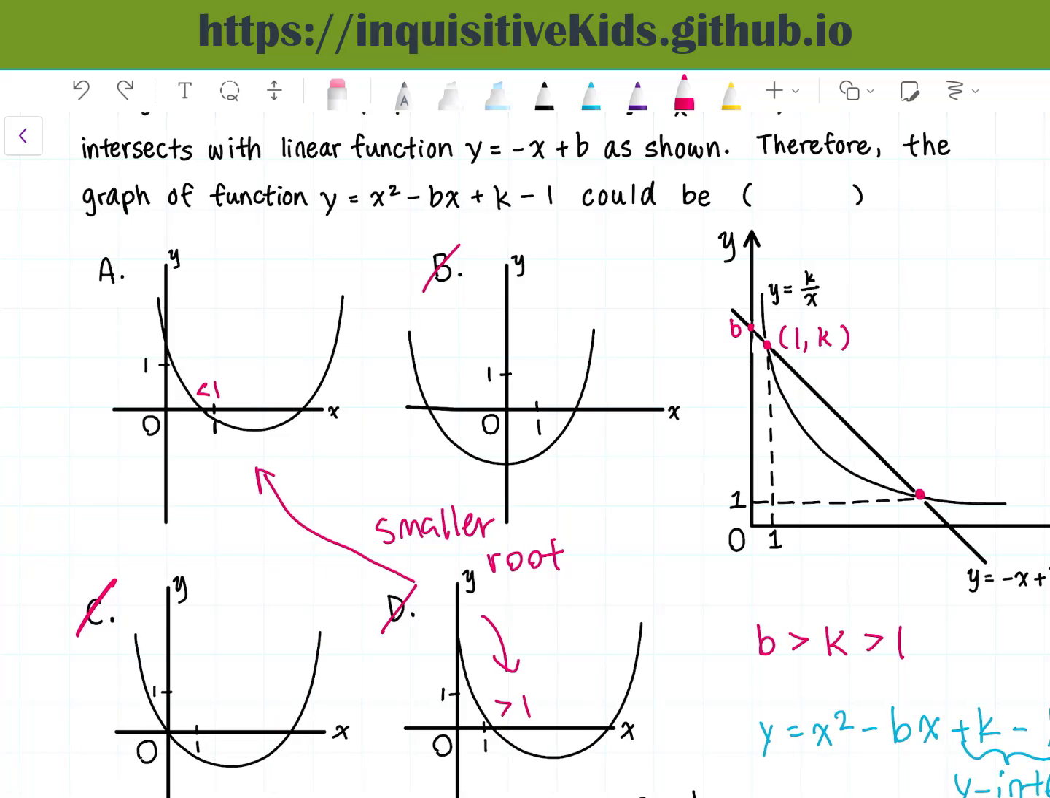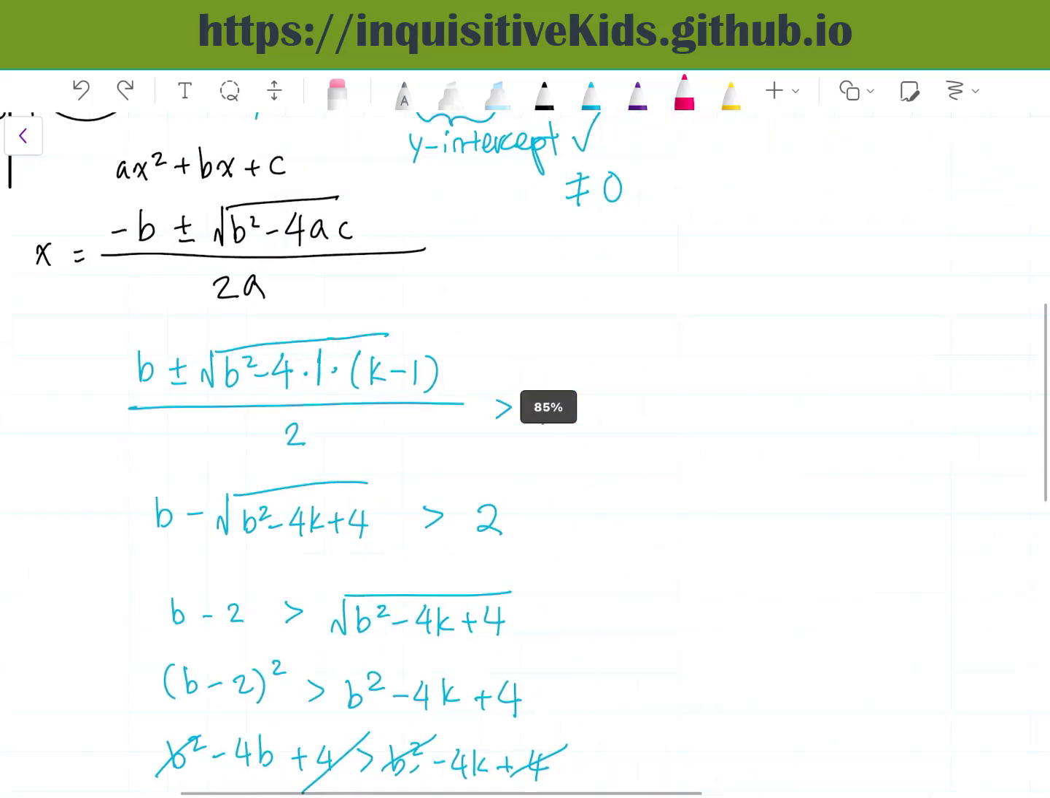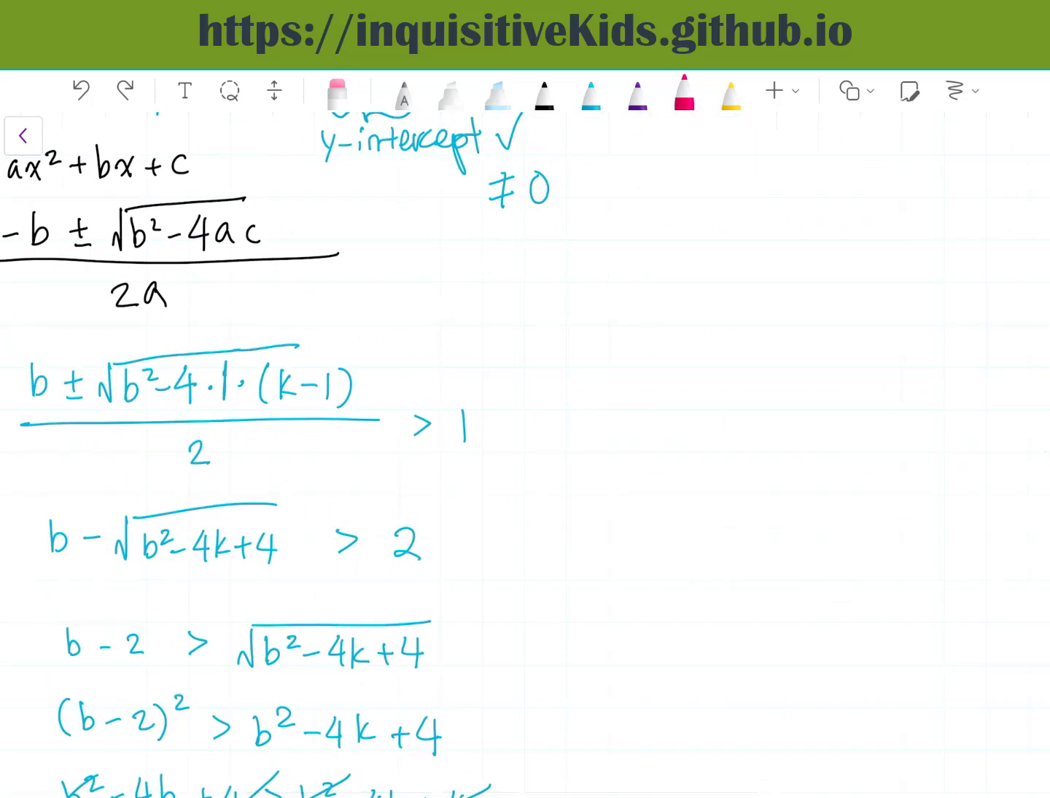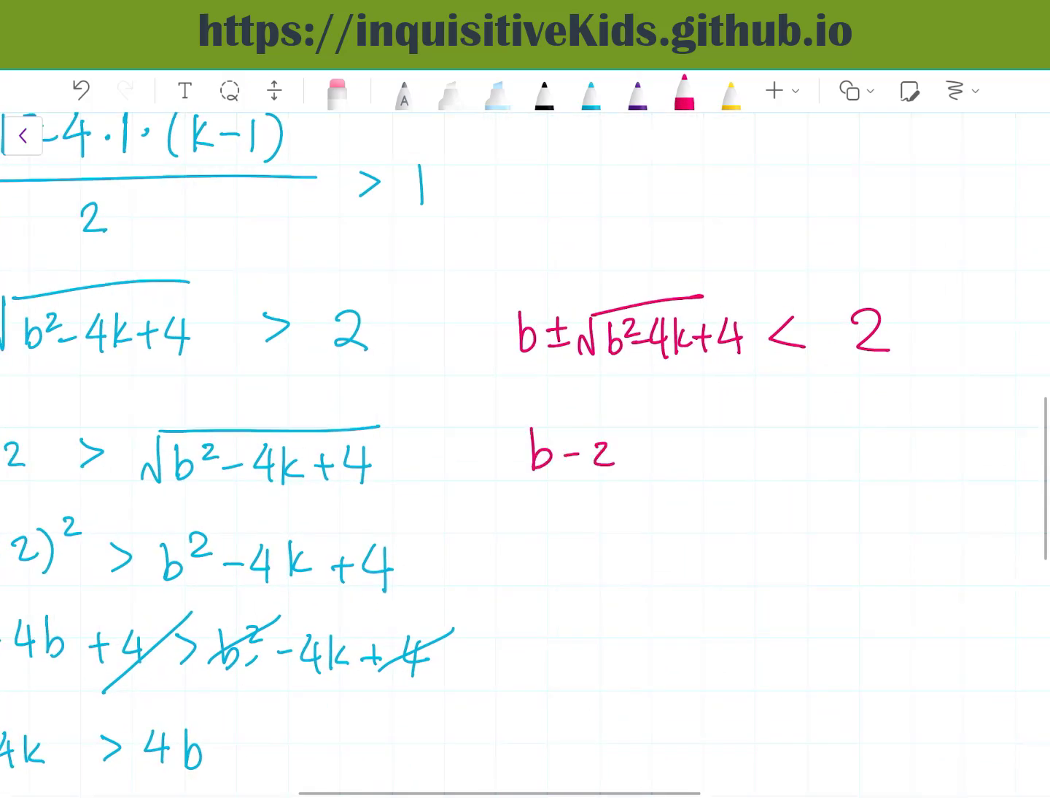But let's still go through the process to see if this is true. We'll do the same thing, except this time we'll say b plus or minus the square root of b squared minus 4k plus 4 is less than 2. We're basically copying the second step right here. And from this, we can continue, right? b minus 2 squared would be, and we're still finding the smaller root here, so we're going to use only the subtraction sign, is less than b squared minus 4k plus 4.